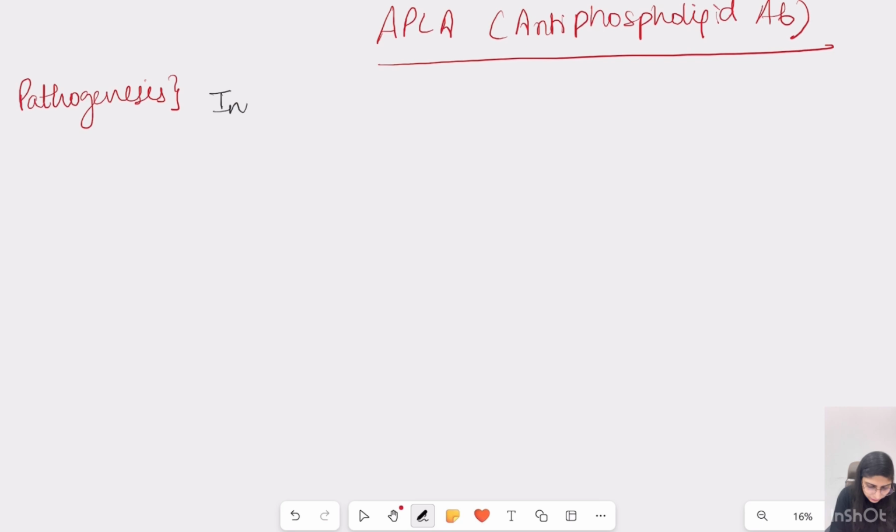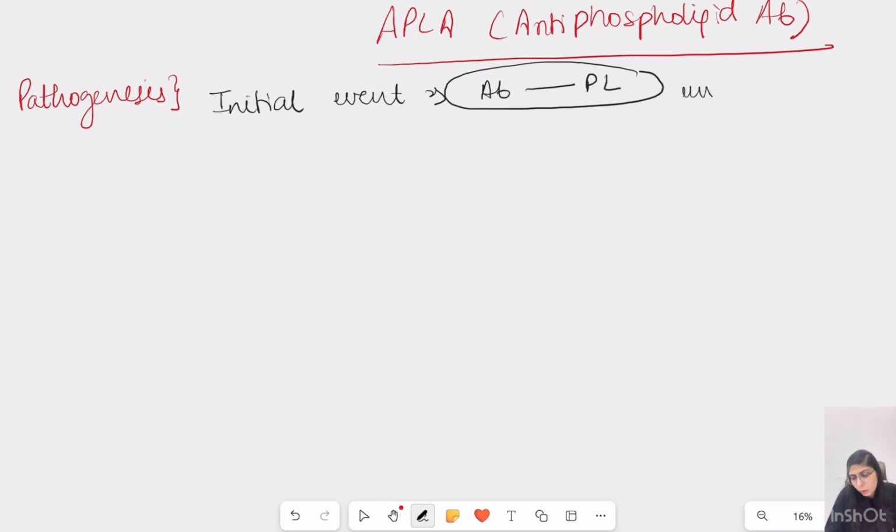So the initial event is the induction of antibodies to PL binding antibodies, that is, antibodies bind to the phospholipid and they make an immune complex. Now when antibodies and phospholipid make an immune complex, the immune complexes get deposited somewhere and then they lead to the clinical features of antiphospholipid antibody syndrome.